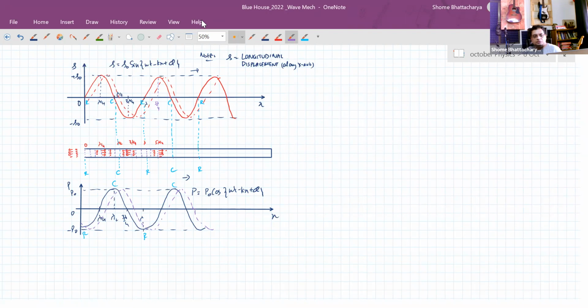Okay. Meanwhile, please work out questions from the first chapter of H.C. Verma of waves, that is waves on a string. We'll discuss the doubts of the same also in the next lecture after completing the fundamentals of sound.